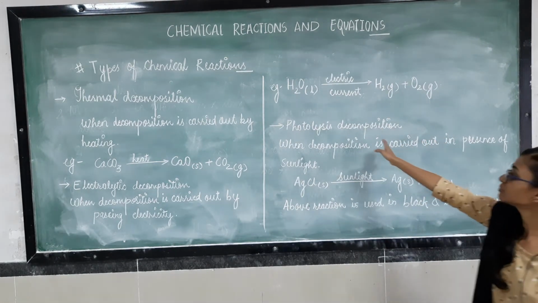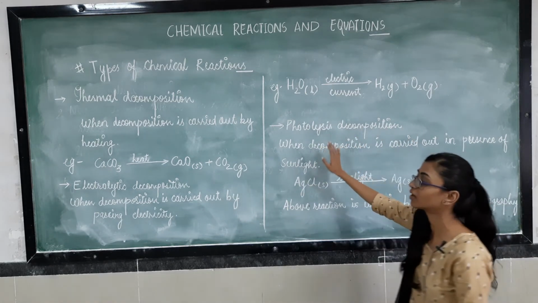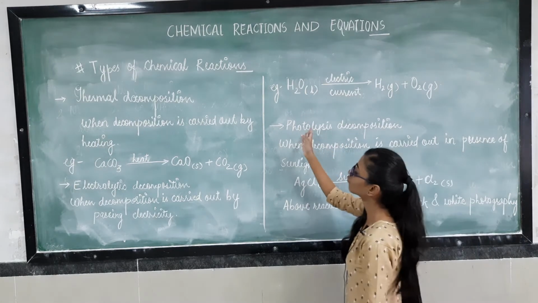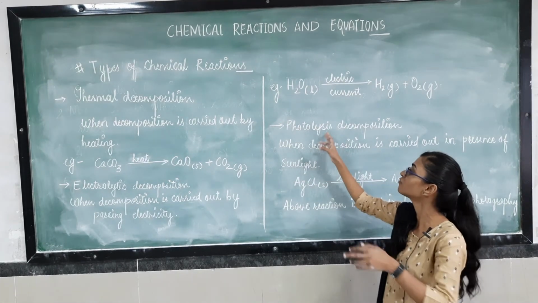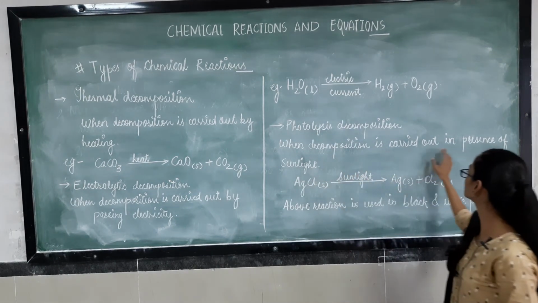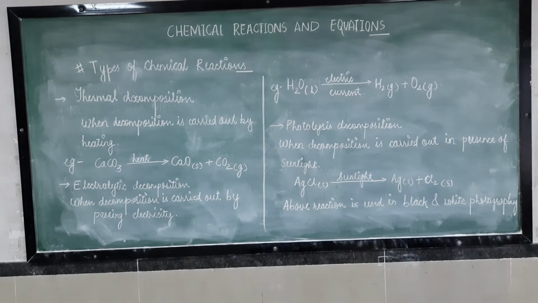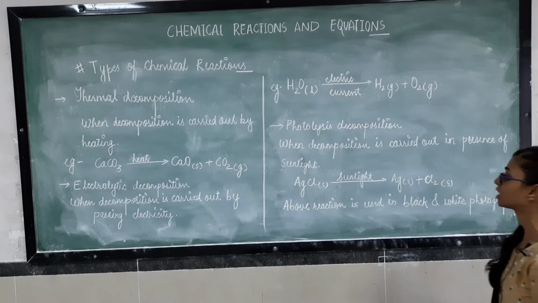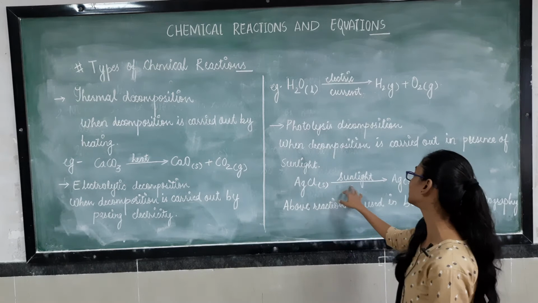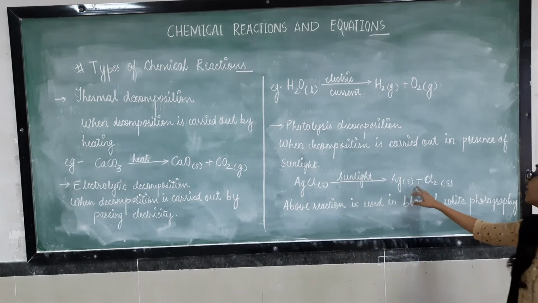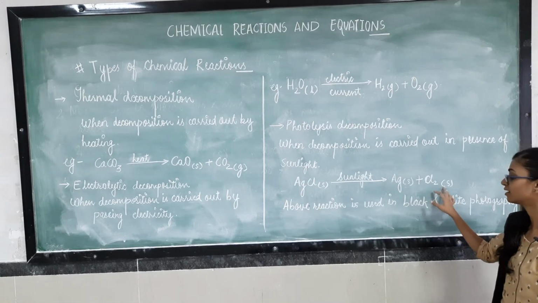The next decomposition method is photolytic decomposition. By the name we can see this: photo means light, lysis means breakdown. When decomposition takes place in the presence of light, this type of decomposition is known as photolytic or photolysis decomposition. Here we will see the example. Silver chloride, in the presence of sunlight, is decomposed into silver and chlorine separately.